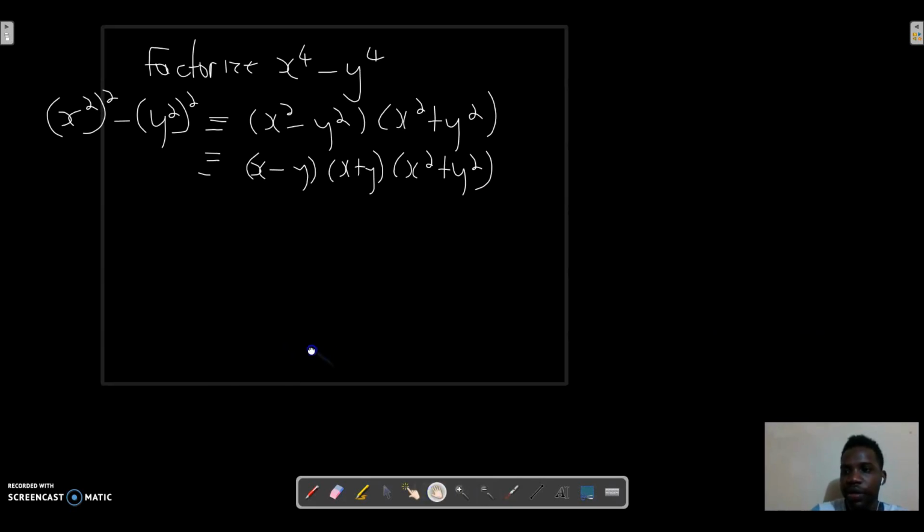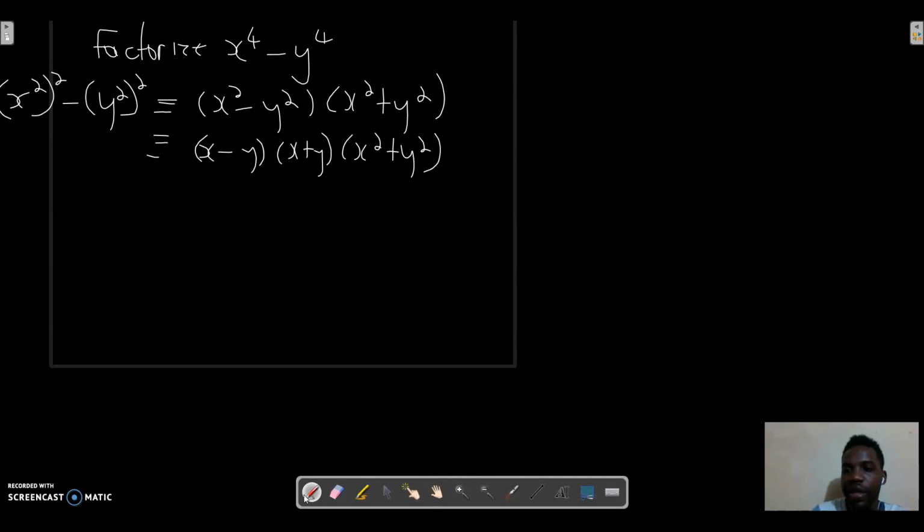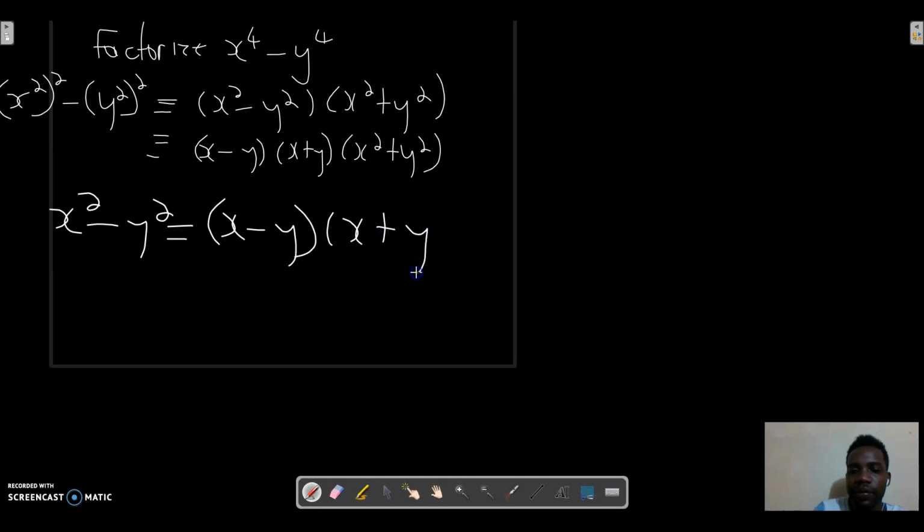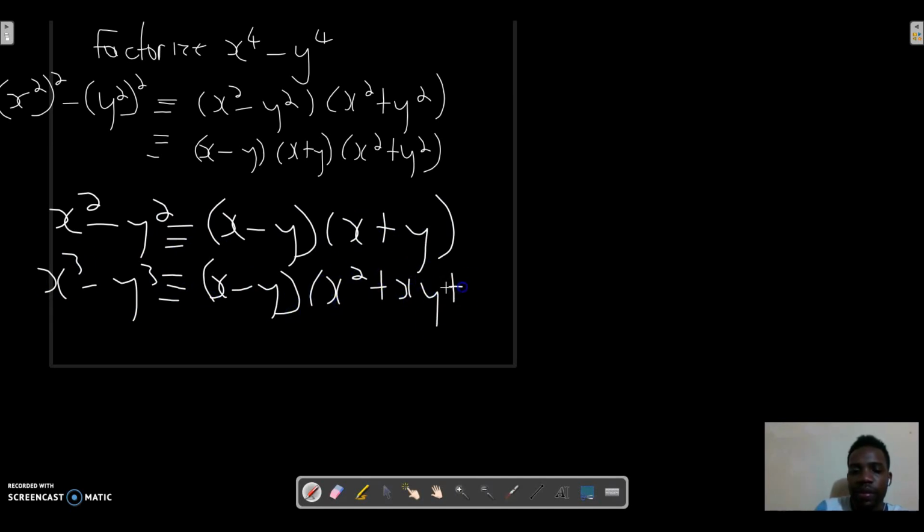Now let us look at it as how we were looking at the previous questions, so we can develop a set of patterns. We found out that x squared minus y squared is equal to x minus y times x plus y. We found out that x cubed minus y cubed is equivalent to x minus y times x squared plus xy plus y squared. Now can we deduce x to the 4 minus y to the 4? We know it's going to start with x minus y as a pattern.